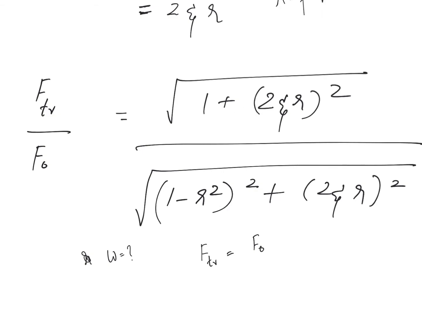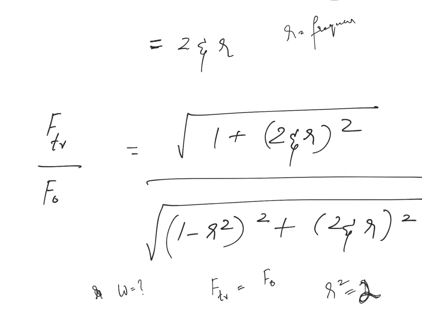For both numerator and denominator to be the same, a good solution, or a possible case, is r square equal to 2. What happens when r square is equal to 2? If you plug in r square equal to 2, you will get minus 1 whole square, that is again 1. So both denominator and numerator will be the same quantity, which in turn means that this ratio is 1, or in other words, the transmitted force is exactly equal to F0. So r square equal to 2 will meet this criterion.